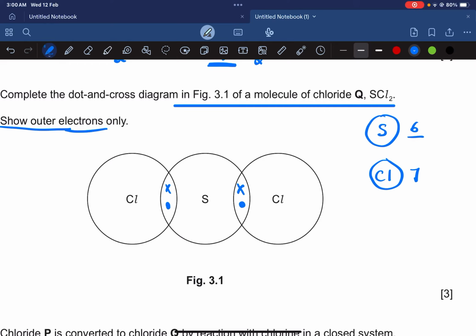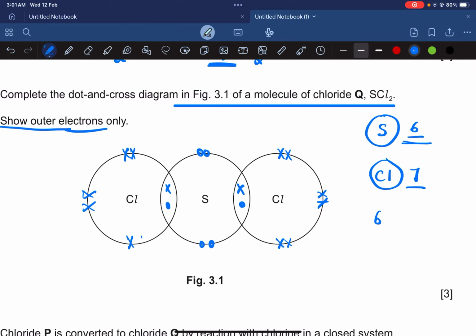Now sulfur has 6, and this dot belongs to the sulfur and the cross belongs to the chlorine. So sulfur has used 2 out of the 6 electrons it had in its outermost shell, so now it's only going to have 4 left. 1 2 3 4. Chlorine had 7. It has used 1 in the covalent bond. Now it is left with 6. So we're going to make 1 2 3 4 and 5 6, and 6 on this side.